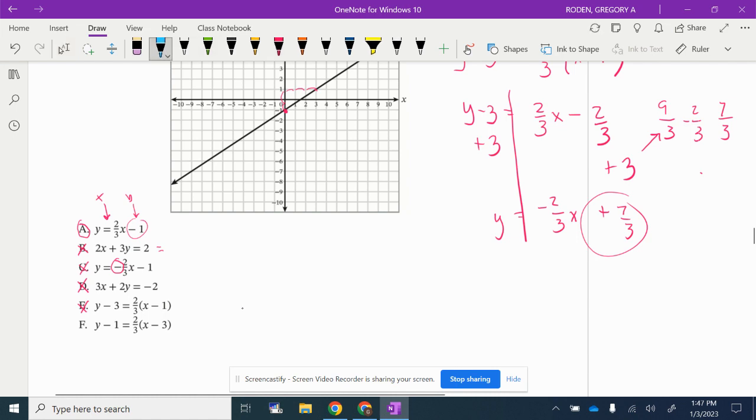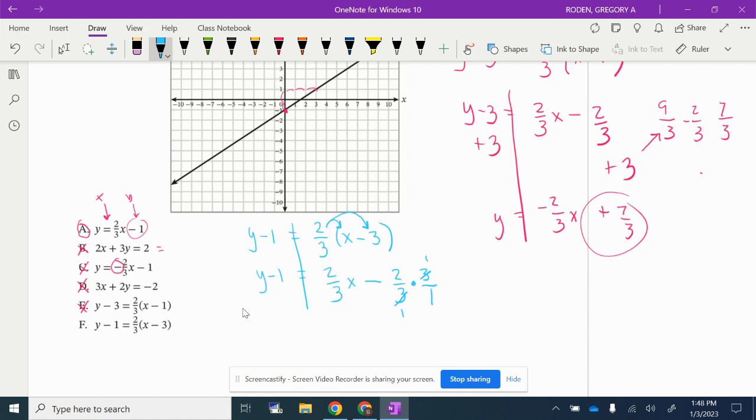I'll do F in blue right here. So F is y minus 1 equals 2/3 times x minus 3. Okay? So now I'm going to take the 2/3 and multiply it times the x, and I'm going to take the 2/3 and multiply it times the 3. So we have y minus 1 equals 2/3 x minus 2/3 times 3 over 1. Well, what happens there? The 3's cancel out. The 3's become 1's, and they cancel out.